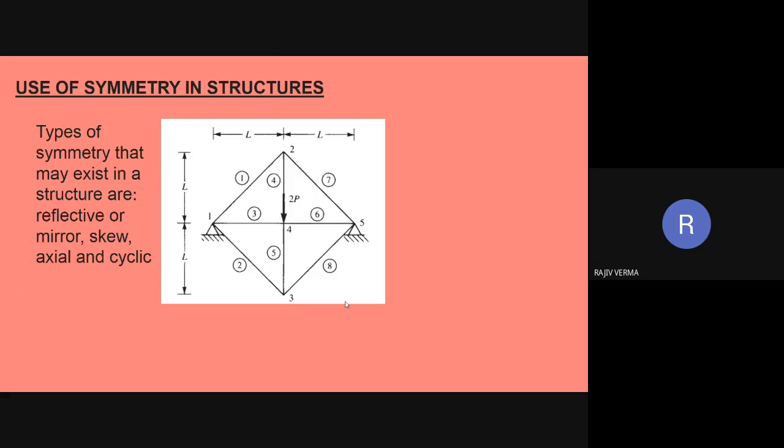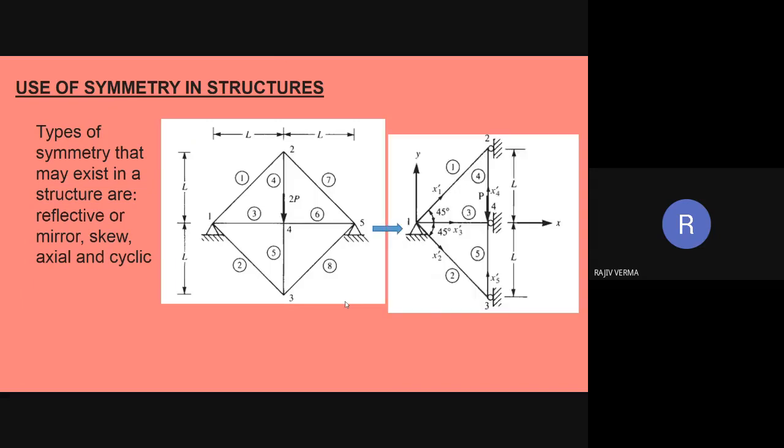The length of all the bars happens to be the same, and there happens to be a load of twice P acting at node number 4, and node number 1 and node number 5 are constrained. So if you divide the entire system along in two parts, that is a left part and the right part, what you get is a subsystem which is illustrated over here.